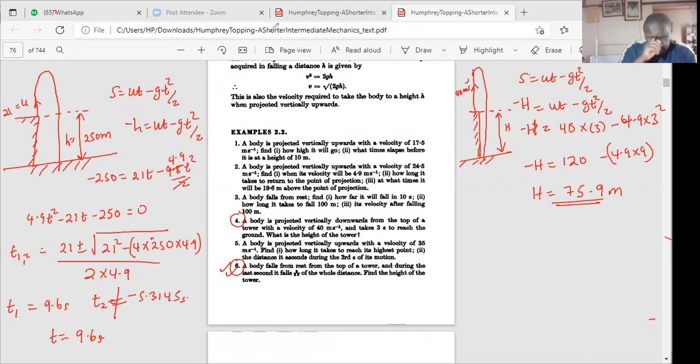Now look at number 4. Is it number 4, number 6? Number 6 says, a body falls from rest from the top of a tower. It falls from here, from the top of a tower, and during the last second, it falls 9/25 of the whole distance.